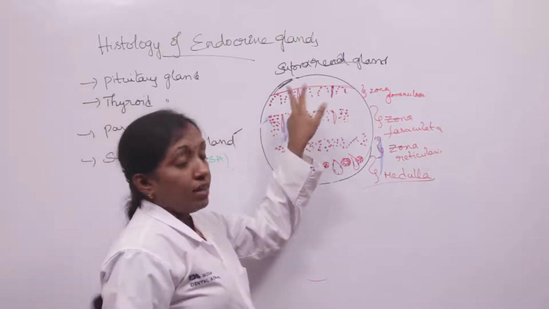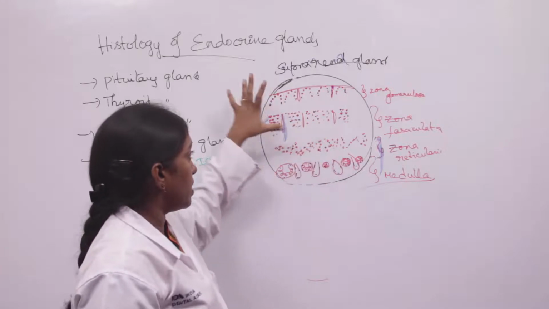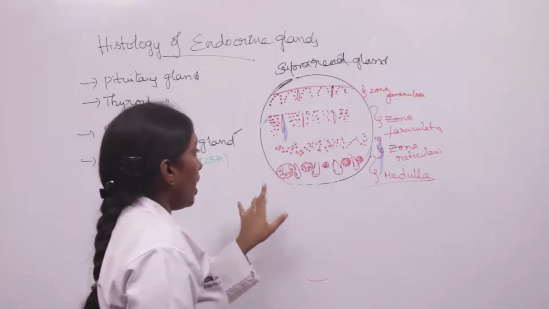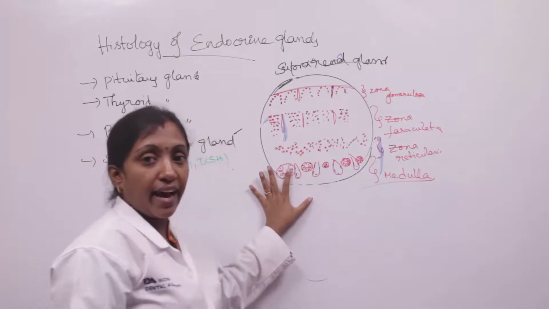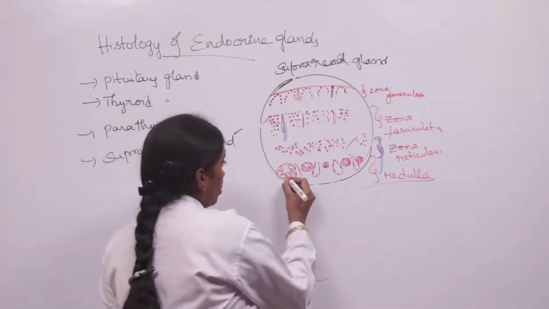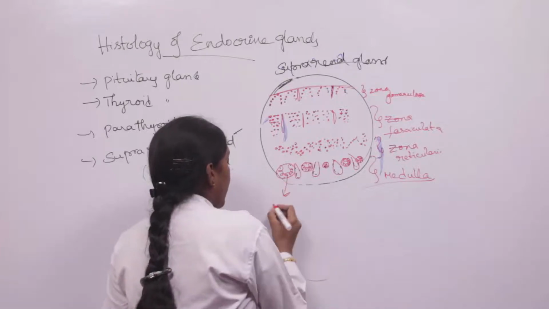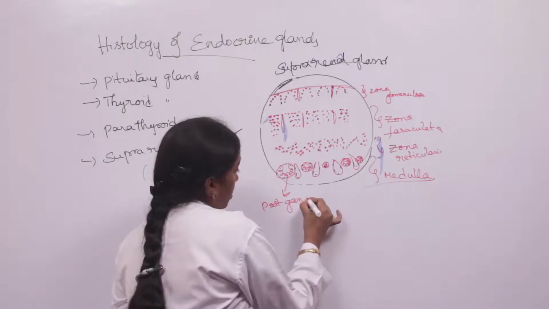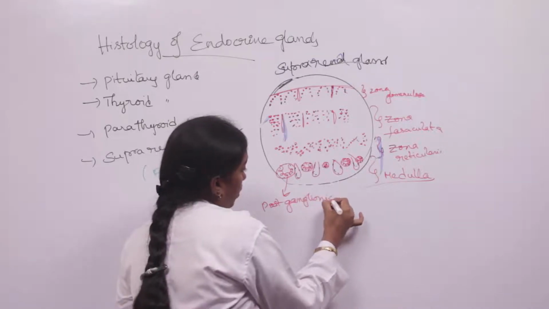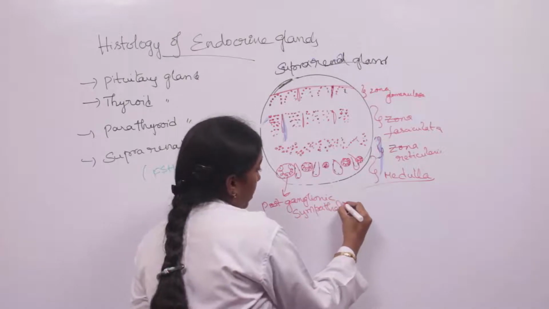So, what are the hormones? Zona glomerulosa, zona fasciculata and zona reticularis constitute the cortex, and the medulla consists of groups of cells, which are nothing but the postganglionic sympathetic neurons.